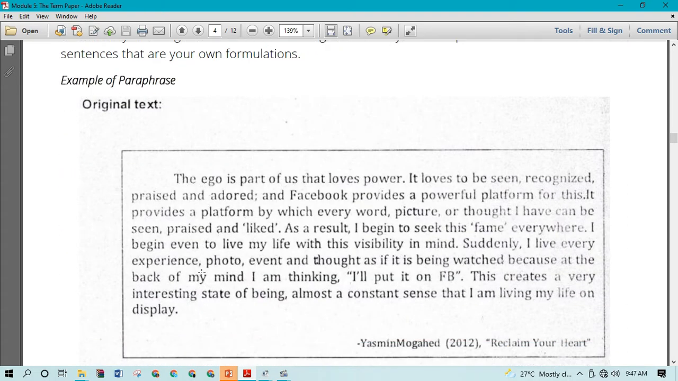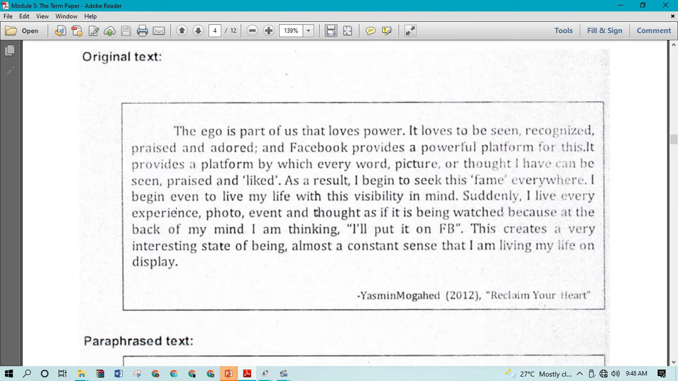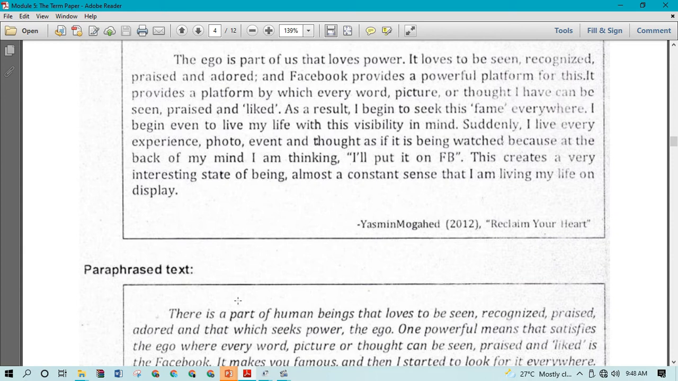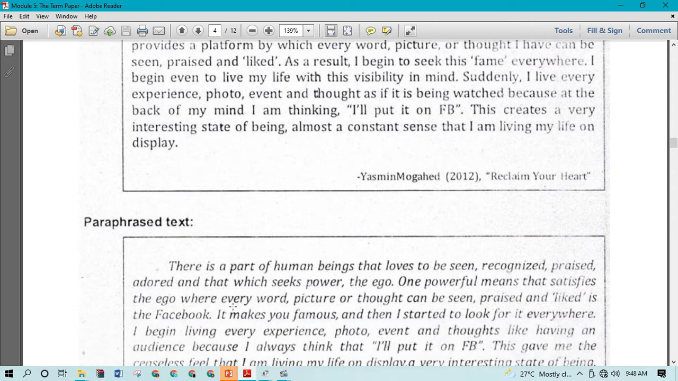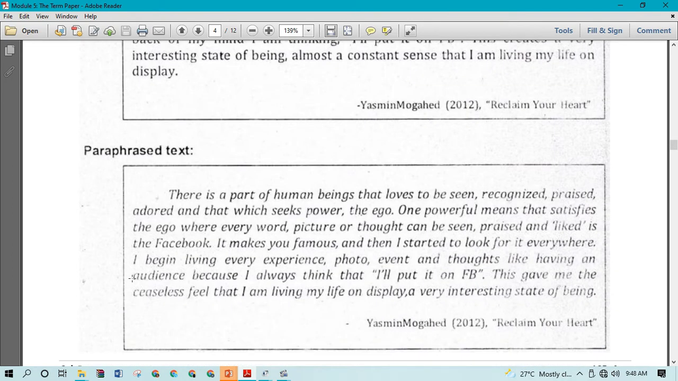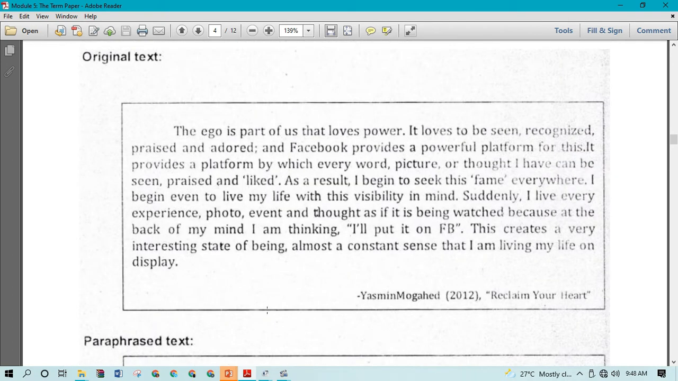So here is an example of a paraphrasing of text. We have this original text from Yasmin Mugahid, 2012, in her book Reclaim Your Heart. This one paragraph could be paraphrased, and that paraphrase should be used in your term paper. The purpose of this is to avoid plagiarism. Here is the example of a paraphrased text, which is derived from the original text above.